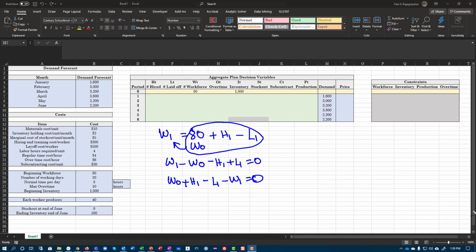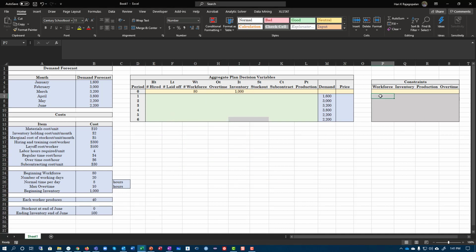In this case, you are essentially bringing W1 to this side, right? So either way, both are correct. Pick one and work with it. And we're going to implement these equations in Excel right now.